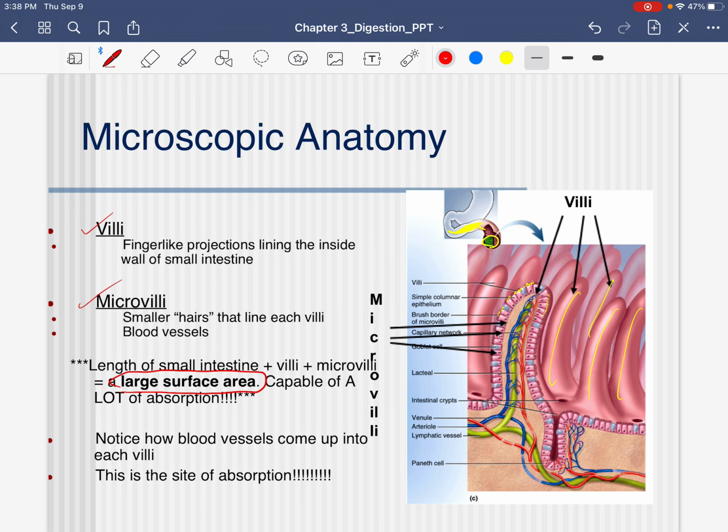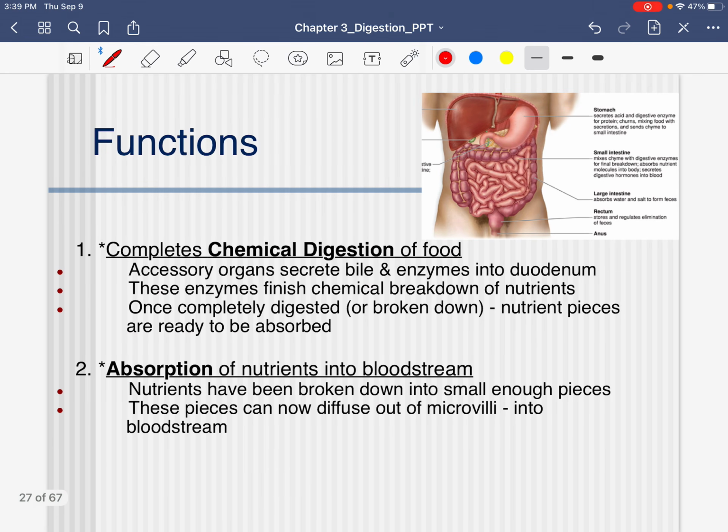You know, the small intestine has a lot of work to do. That's why it's so darn long. And even though it's really long, we still have to have all this extra surface area, because we're going to be doing a lot of chemical digestion. And this, ladies and gentlemen, is the organ for absorption into the bloodstream.